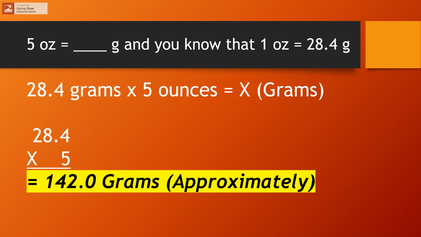Now we can solve for 5 ounces equals how many grams. We already know that 1 ounce equals 28.4 grams. Therefore, if we take 28.4 grams and times it by 5 ounces, we'll end up with 142.0 grams, which is an approximate amount. We also have to remember that when you multiply it, you're going to get 142 because you have to move the decimal point over 1 spot to the left because of the 28.4. And that is the final answer.